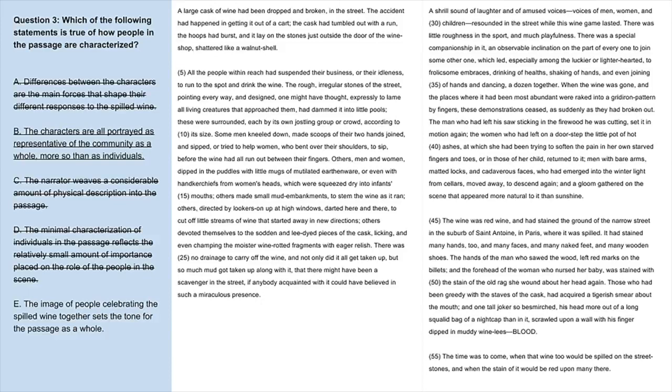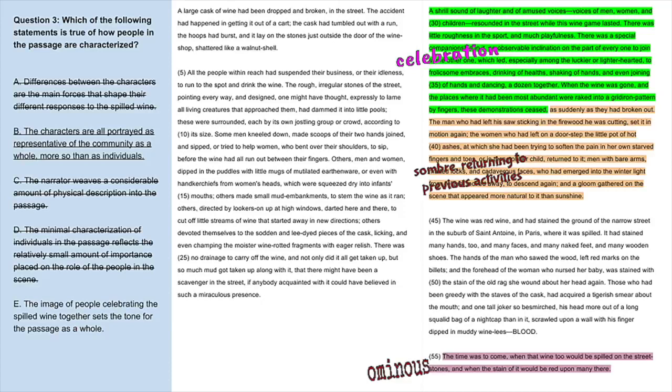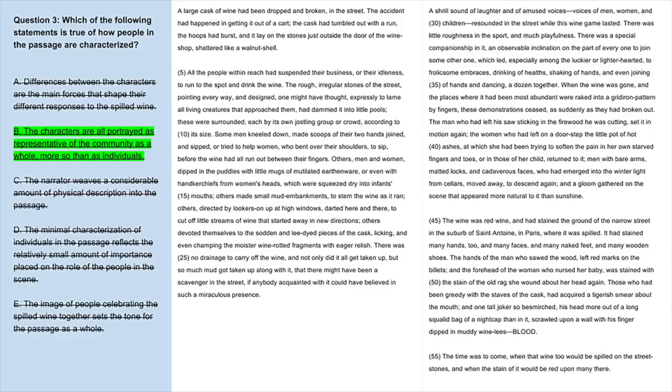Eliminate D. E, the image of people celebrating the spilled wine together sets the tone for the passage as a whole. This doesn't work because we move from the celebration here to the somber returning to work, or to freezing or to starving, as soon as the wine's all gone. So the tone shifts considerably. And then, at the end, we have this ominous hint about what's going to happen when it talks about the future in which that wine, or blood, will be spilled on the street. So no, the tone doesn't stay celebratory for sure. So eliminate E, and the correct answer is B. The characters are all portrayed as representative of the community as a whole, more so than as individuals.